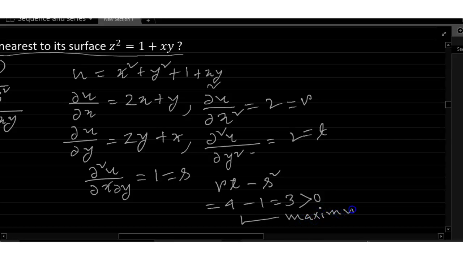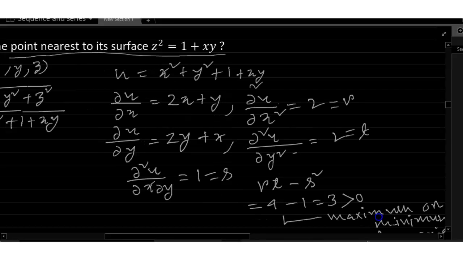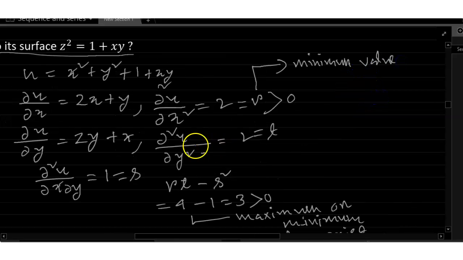Maximum or minimum. rt minus s square is equal to 3, greater than 3. This is del square u divided by del x square, and del square u del y square is equal to, okay, r greater than 0. So the minimum value exists.